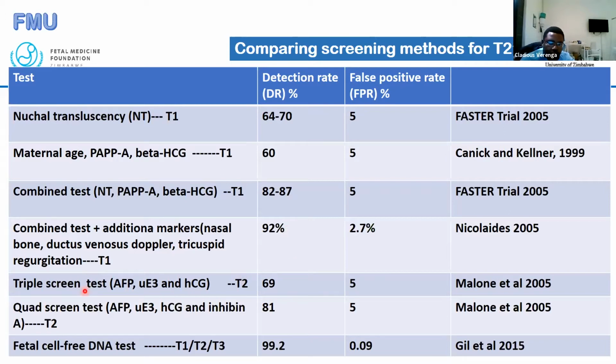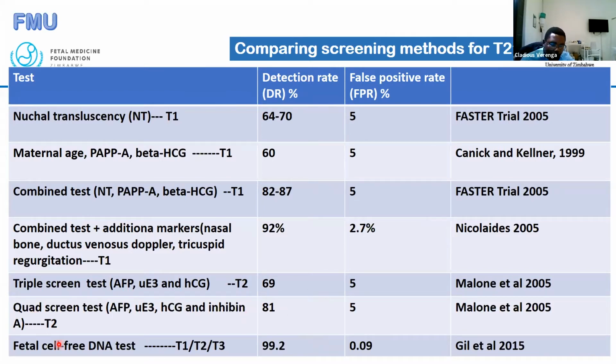If we do the triple test, unfortunately most of the women in our region present in the second trimester, we will miss about 30% of babies with Down syndrome, because the detection rate is just 69%. Then if we do the quadruple test, the detection rate is 81%, so we miss about 19%.